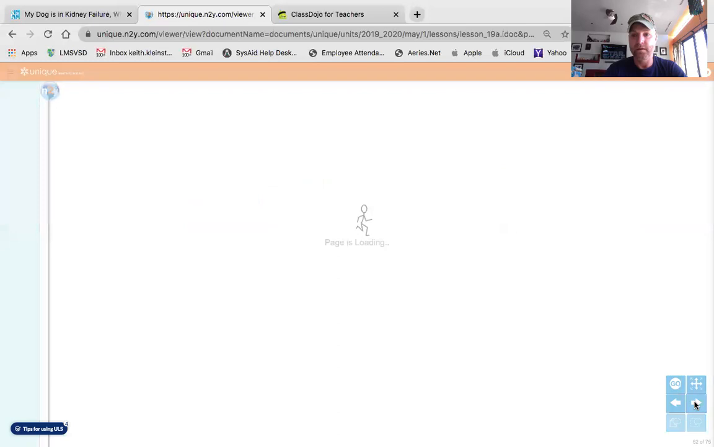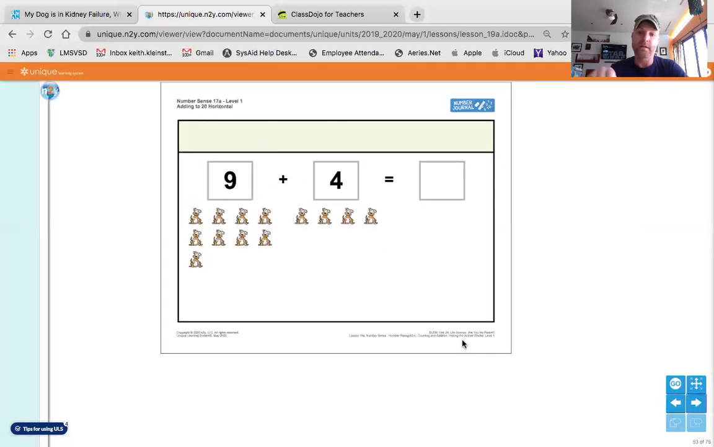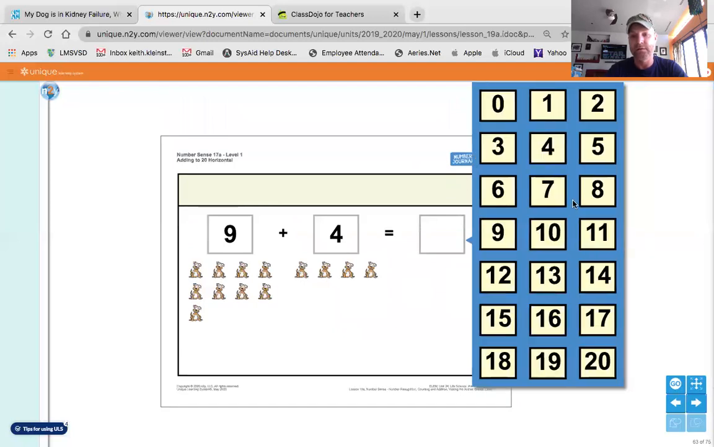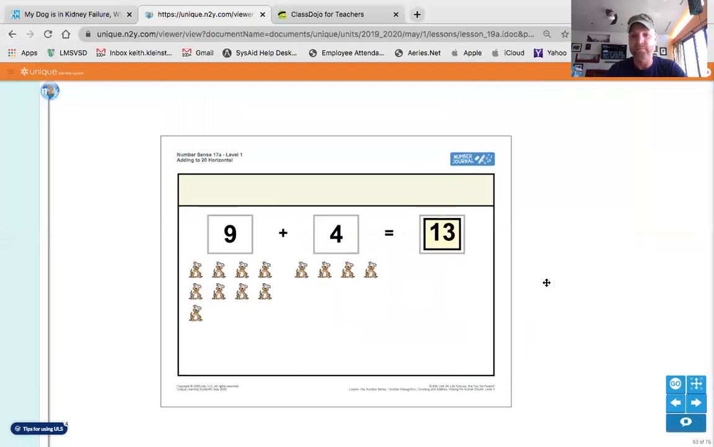Okay. Here we're doing it horizontally now. So we have 9 dogs plus 4 dogs. So we're going to start at 9. And again, if you have that number line, they point to the 9 and then count 4 more up. So 9, 10, 11, 12, 13.